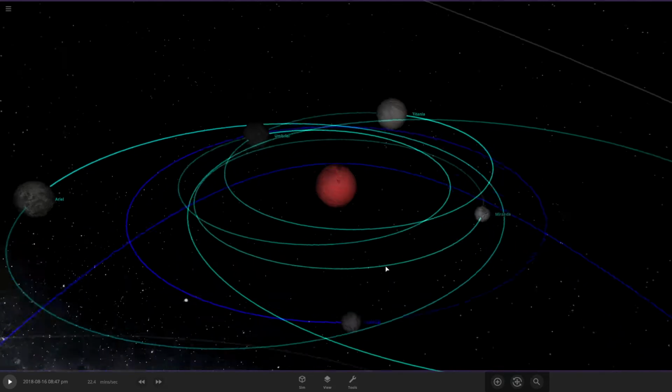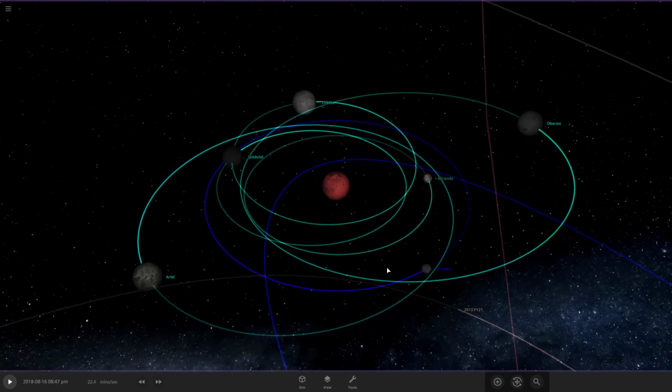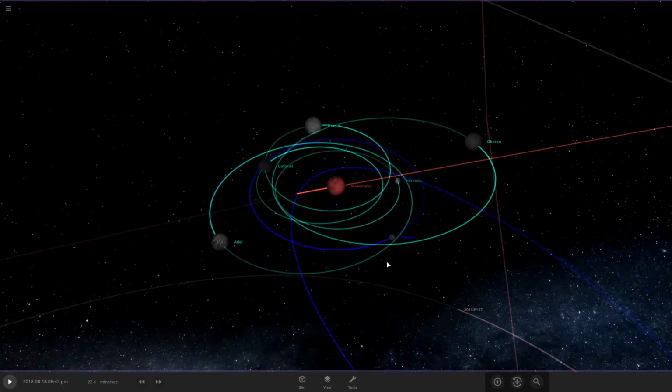So as you've probably seen by the title already, we're doing a what if Neptune's and Uranus's moons, or major moons, orbit Makemake, or Makemake, either way. There's two ways to say it.